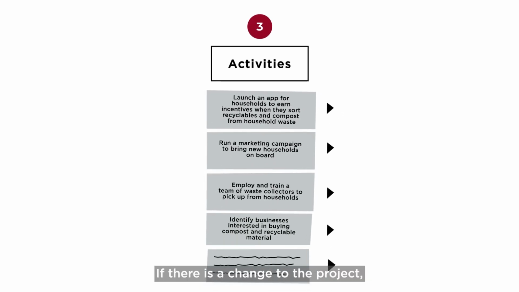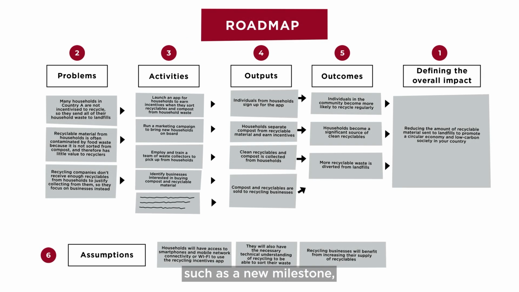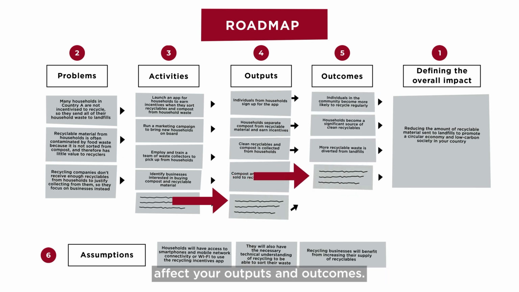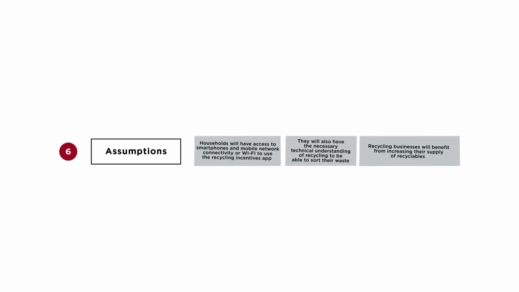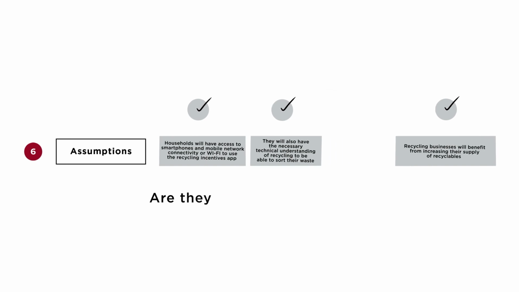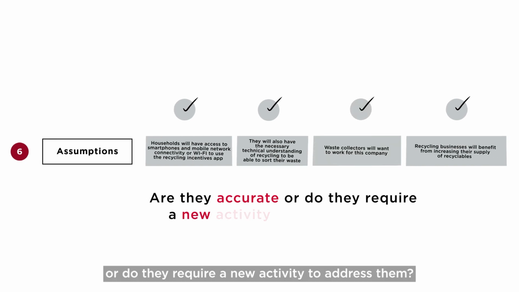If there is a change to the project, such as a new milestone, your roadmap should be updated to reflect this. You also need to check how changes to milestones affect your outputs and outcomes. Will there be new kinds of impact as a result? Additionally, be sure to keep an eye on your assumptions. Are they accurate, or do they require a new activity to address them?